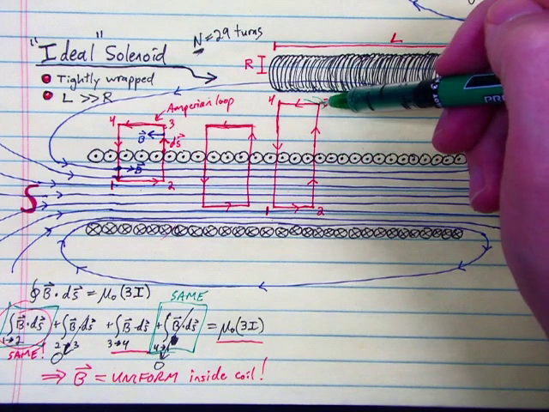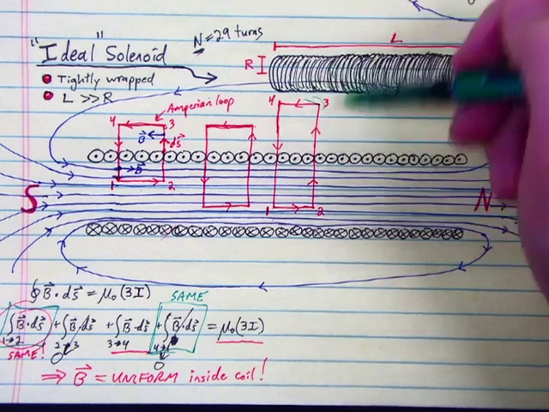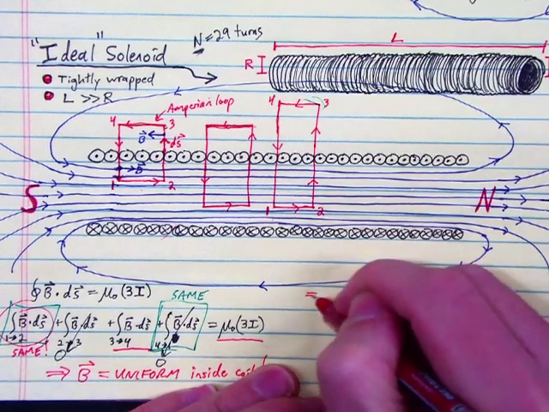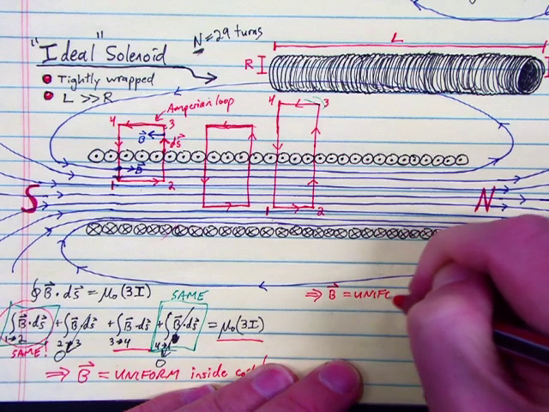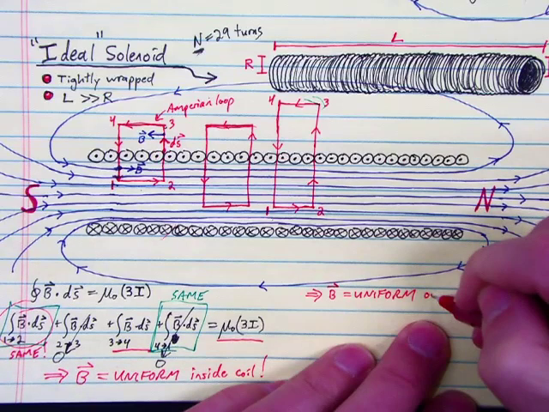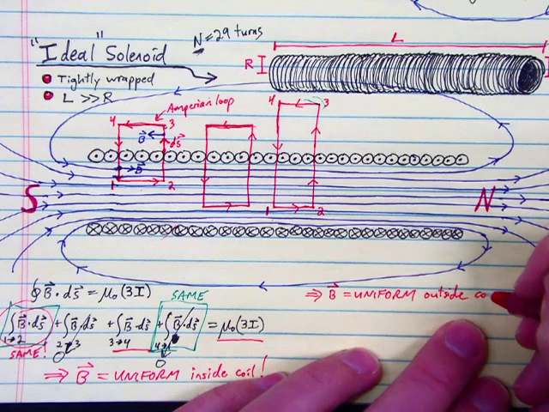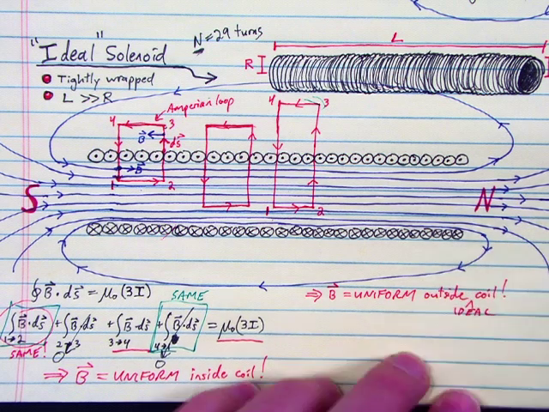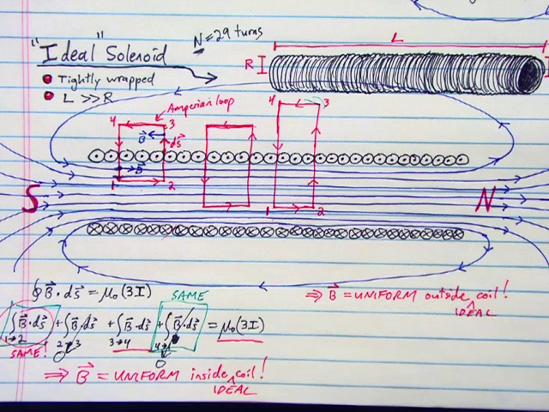So we're finding that in the ideal limit, the magnetic field outside the coil is independent of your distance from the coil. We must also, therefore, have a uniform B field on the outside as well as on the inside. What we've just concluded is that B is uniform outside our coil, as long as we're in this ideal limit. Outside our ideal coil, inside our ideal coil.